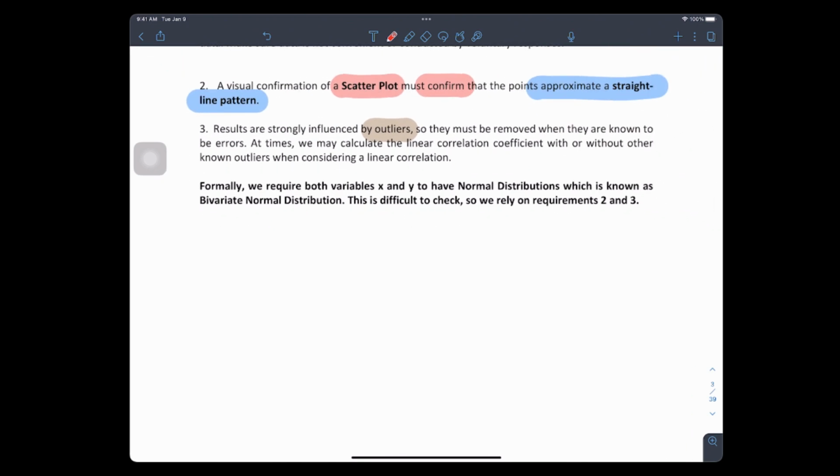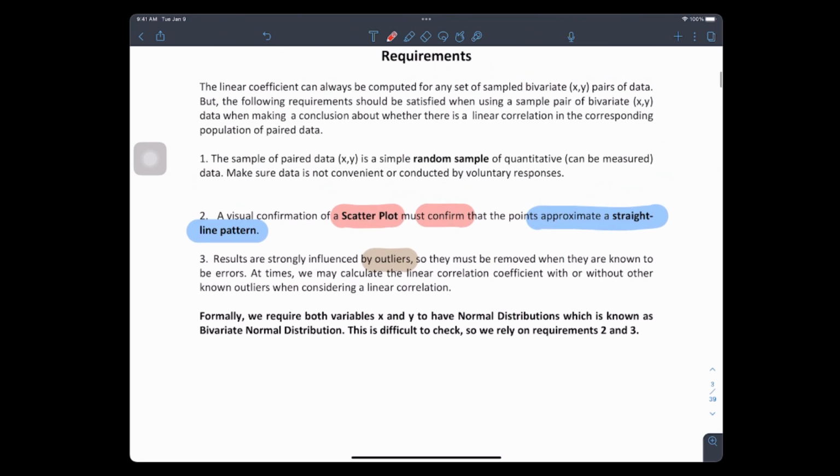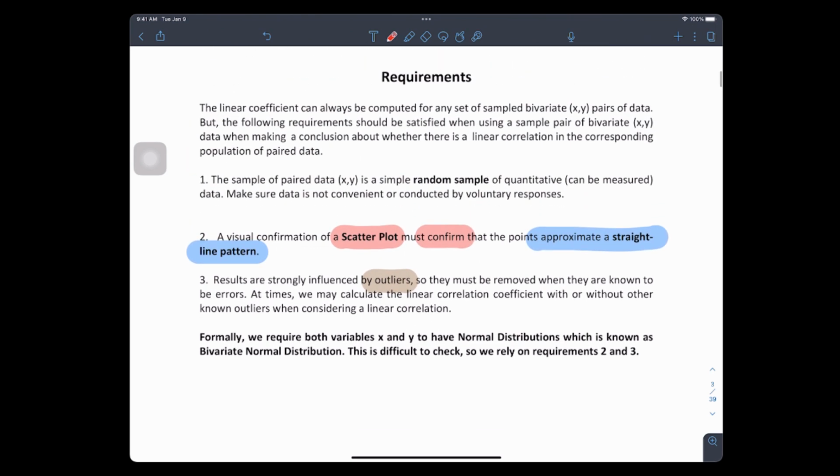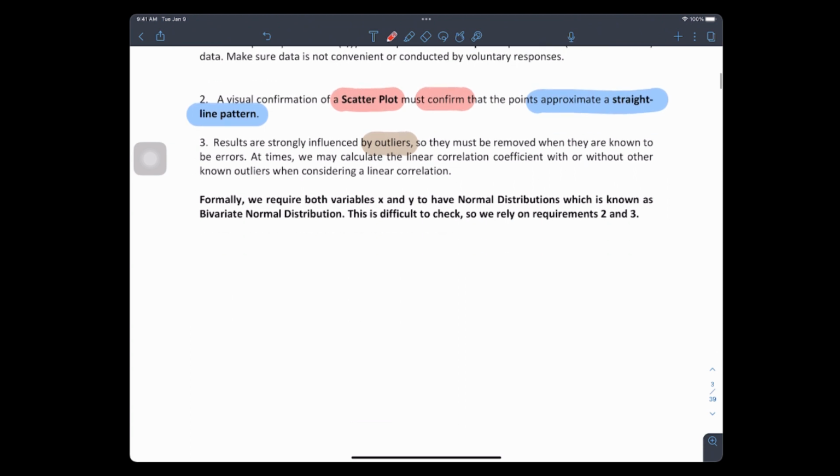Formally, we require that both variables x and y have normal distribution, which is known as a bivariate normal distribution. This is very difficult to check, so we rely on requirements 2 and 3. So that is something that is not part of our formal process here in this course, whether the x variable and y variable are normal. It goes way beyond. Like I said, a lot of the math here is pretty sophisticated. But technology replaces it.